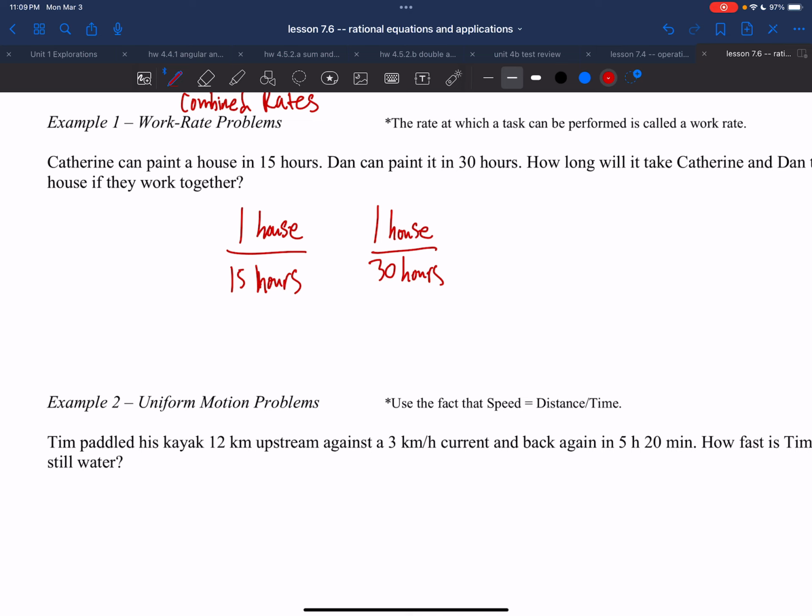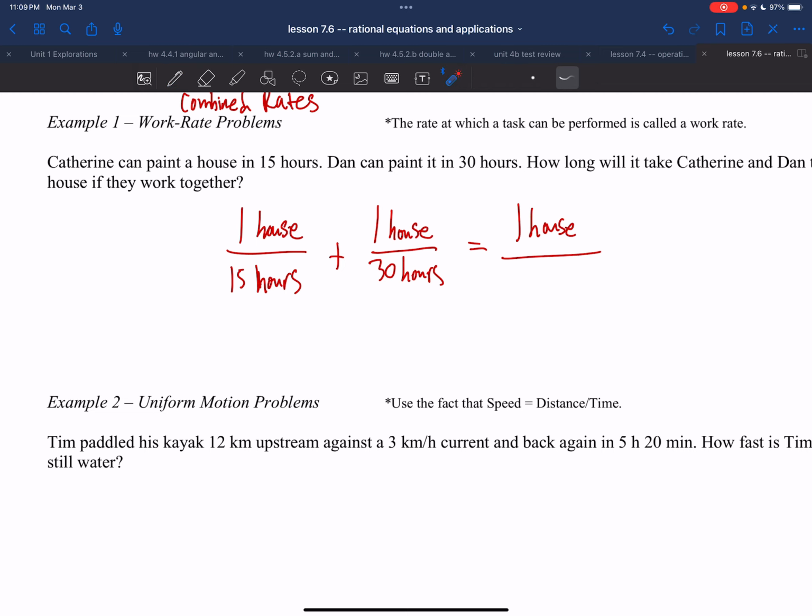The thing is, since they're doing the same goal, working toward the same task, you can add these rates and they combine. So they equal some new combined rate. Well, within that rate, what is their goal? Their goal is to paint 1 house together.